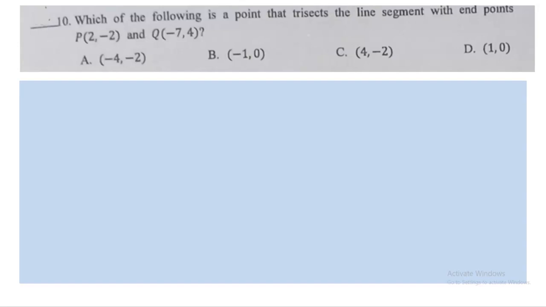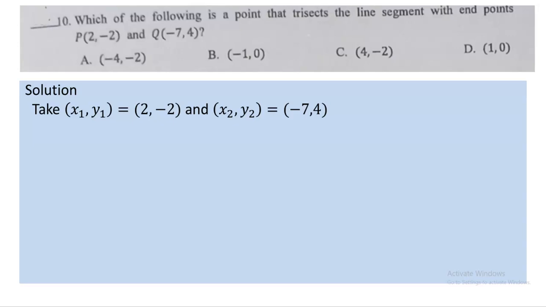So when we go to the next one, question number 10, it says, which of the following is a point that trisects the line segment with endpoints 2, -2 and -7, 4? So this is talking about dividing a line segment internally. So again, you need to recall how it can be done here. So the solution goes like this. What you need to do is first take x1, y1 as 2, -2, directly taken from the given information. So you may take x1 to be 2 and y1 to be -2, and x2 to be -7, and y2 to be 4, as you see.